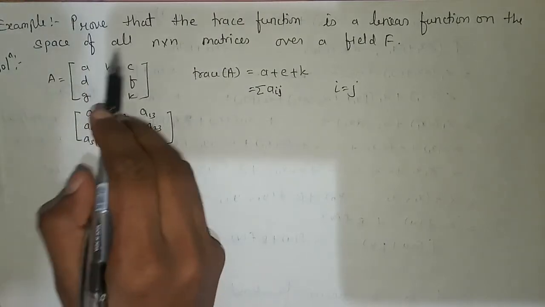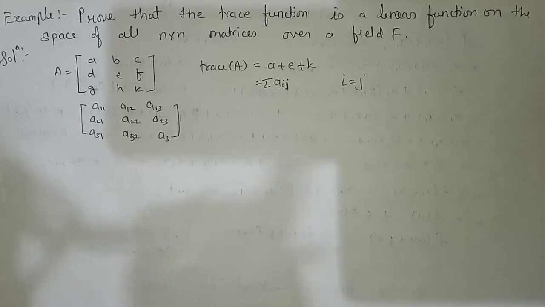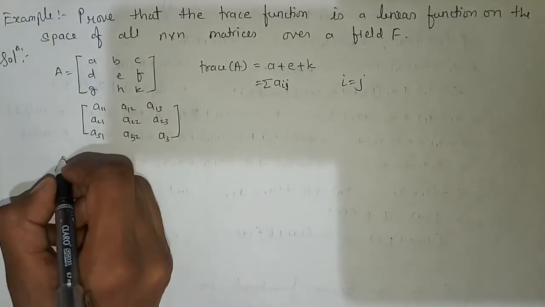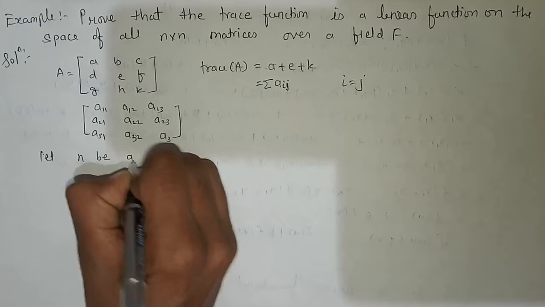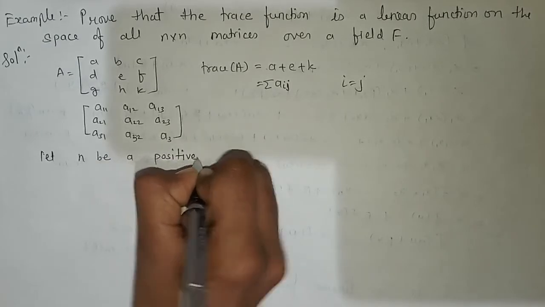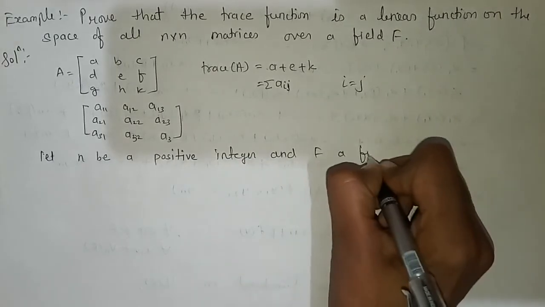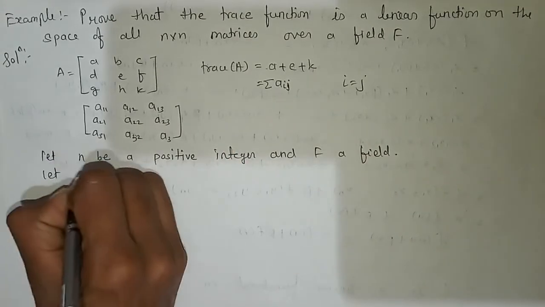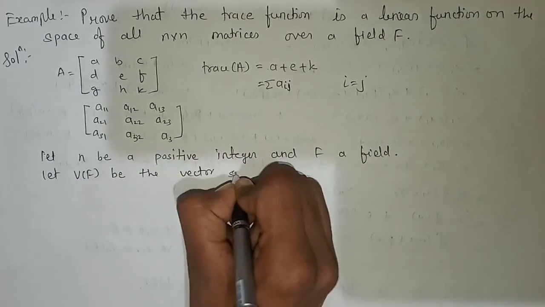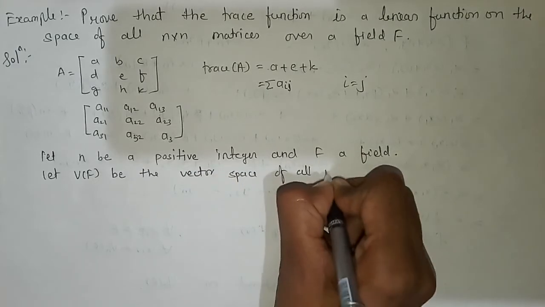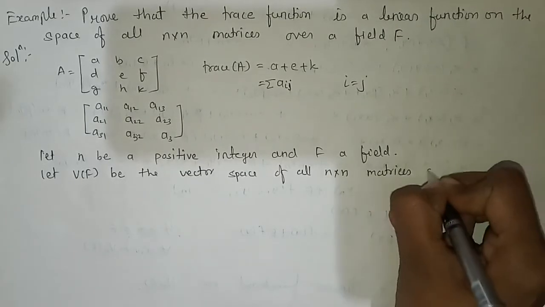Now it is given in the question that we have to prove that the trace function is always a linear function. Now we will start the proof of this question. So solution, we are starting from here. Let n be any positive integer, and F be a field. Also let V of F be the vector space of all n cross n matrices over F.